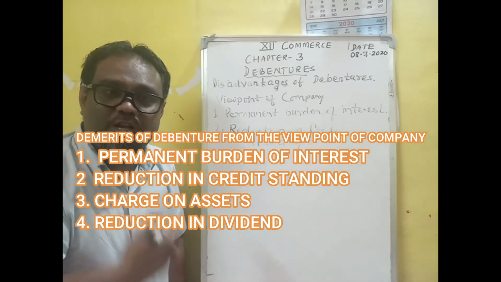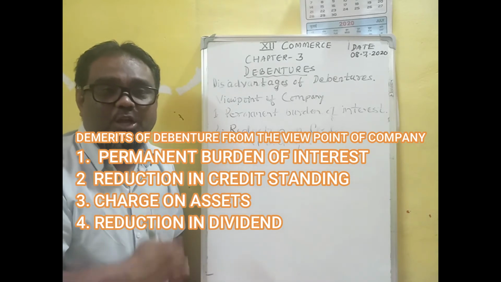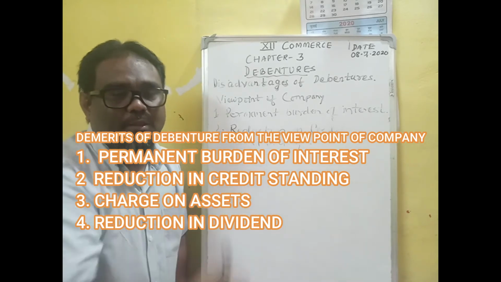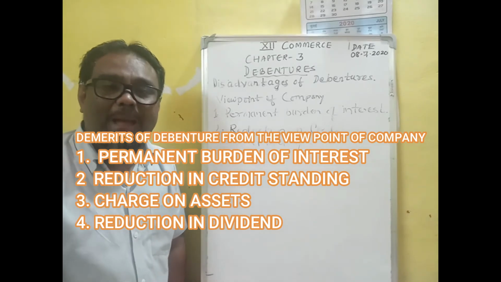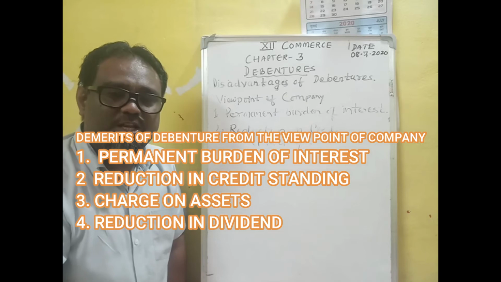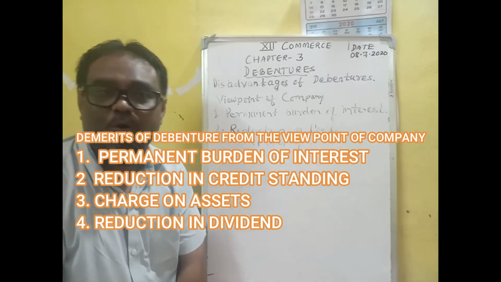So when the company issues debentures, the creditworthiness of the company will reduce because the company has already taken a loan from the market. So it is very difficult for the company to take a loan from the bank and any other financial institutions. So this is the drawback of debentures from the viewpoint of the company.